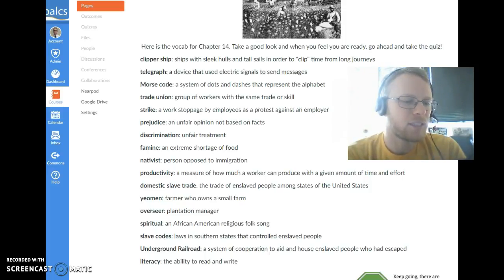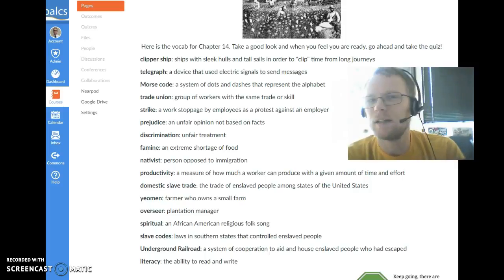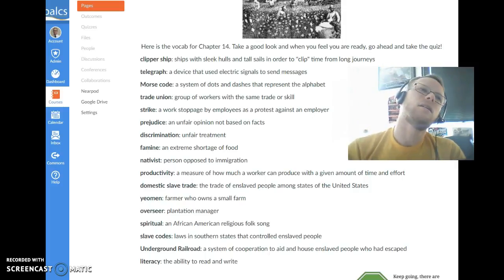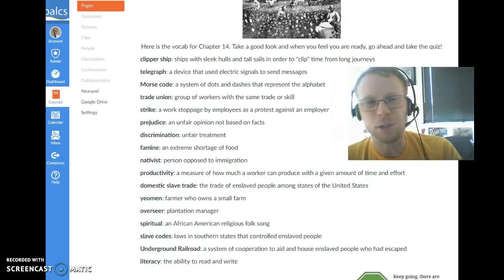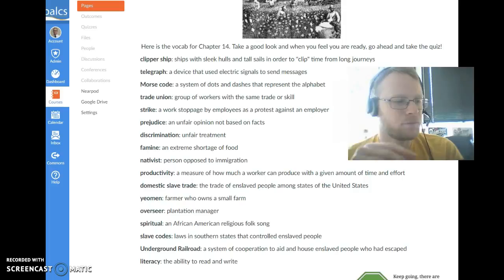Domestic slave trade is the trade of enslaved people among states of the United States. So it's slave trade within the United States. That's why they call it domestic slave trade and not international slave trade.